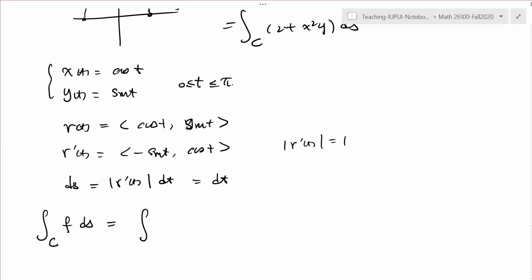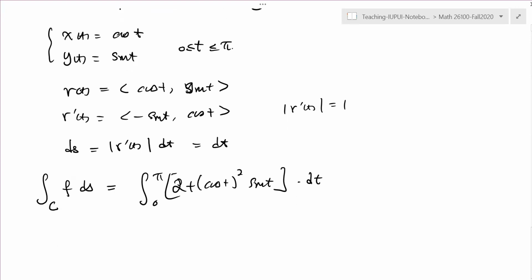is going to be the integral from 0 to pi. So here's the f, the restriction of the function to the curve. Right now, x takes cosine t squared, y takes sine t, and this ds is just dt. Okay, so just evaluate this function. The first one is just 2 pi, right?